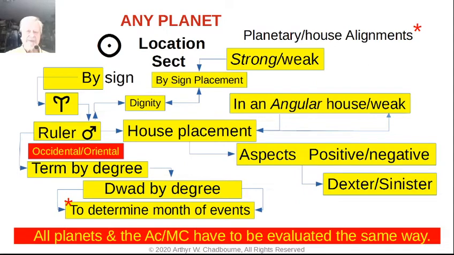Now, I need to know what sect it is. Is it a daytime chart or is it a nighttime chart? That's a difference. There's a different process here. And I need to know the house placement of all of these and what their alignments are. So I need to know if they're strong or if they're weak.